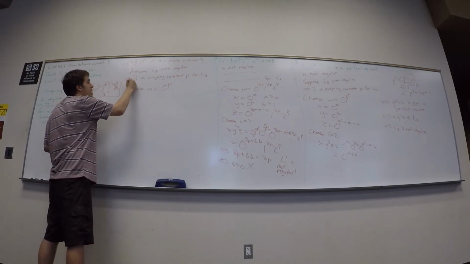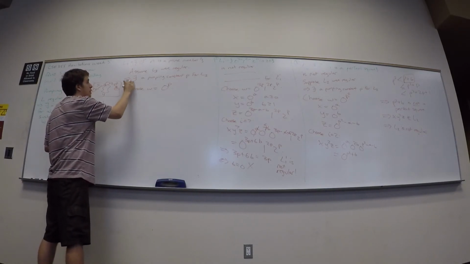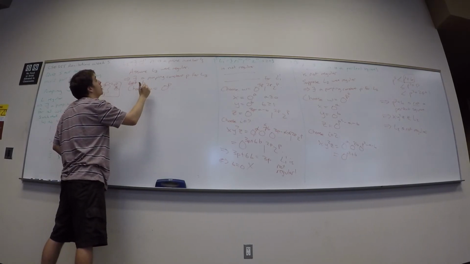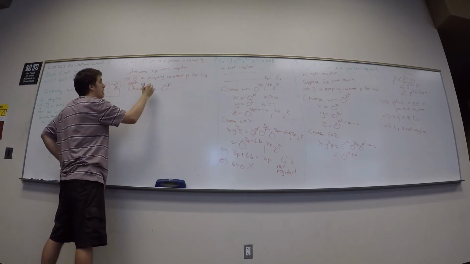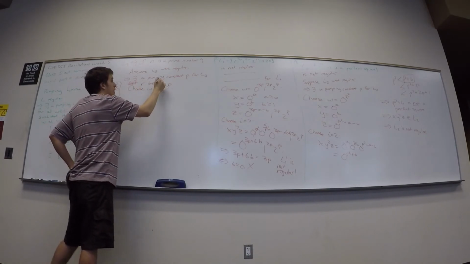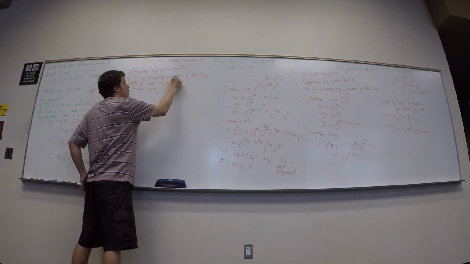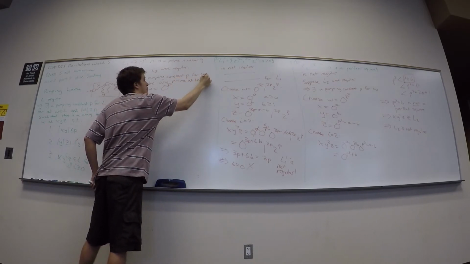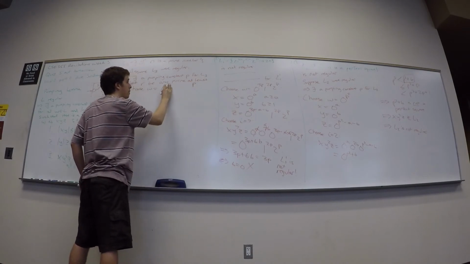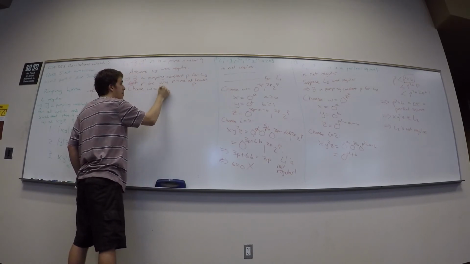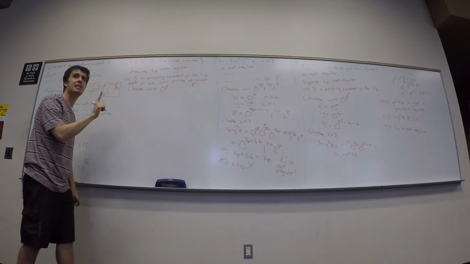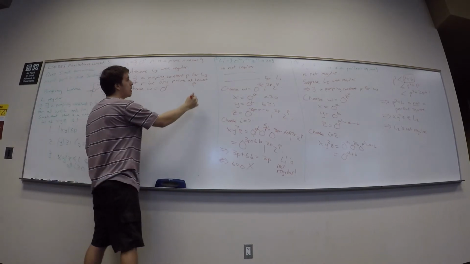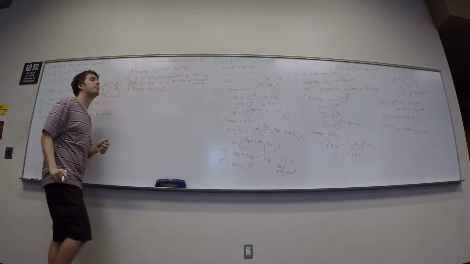So let B, no, I'm going to call it R, sorry. Let R be any prime at least P. I'm going to make one small, tiny modification to this, and we'll see why in a second. I'm going to make it at least P plus 1.